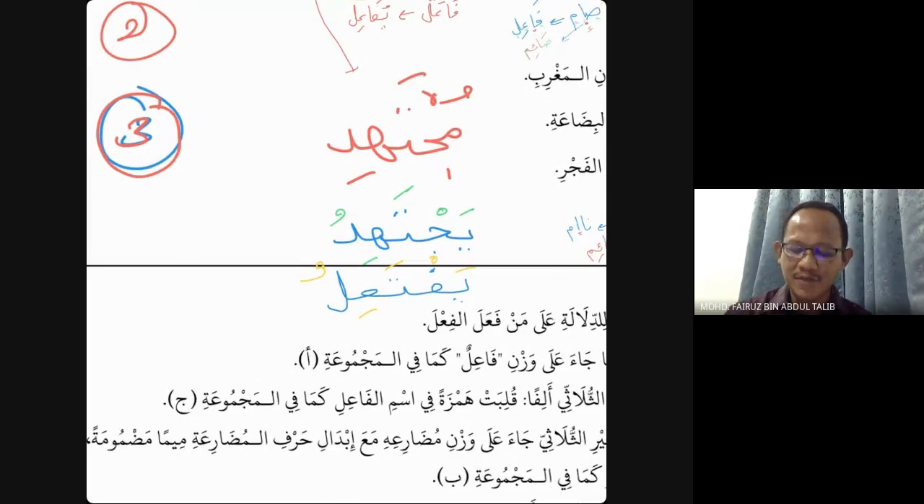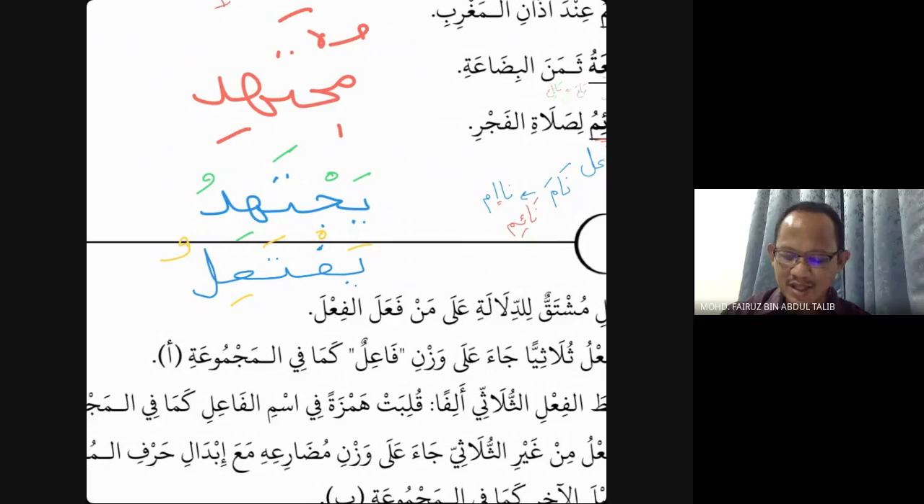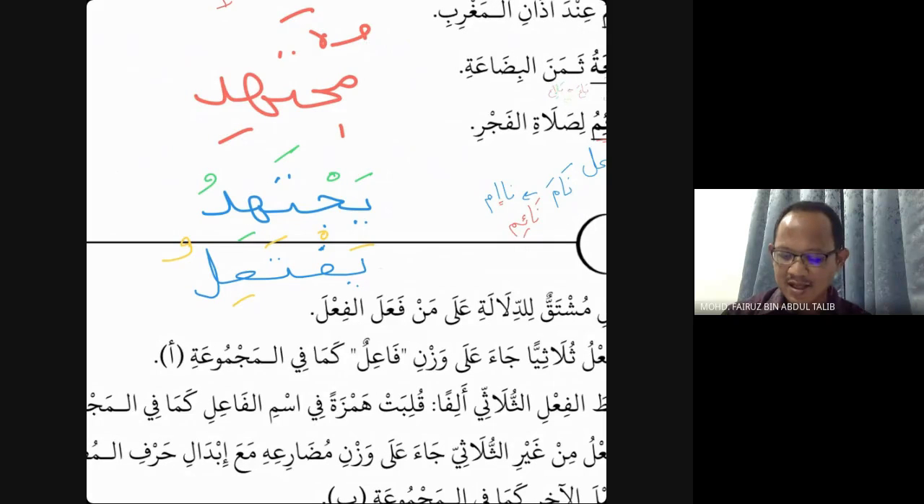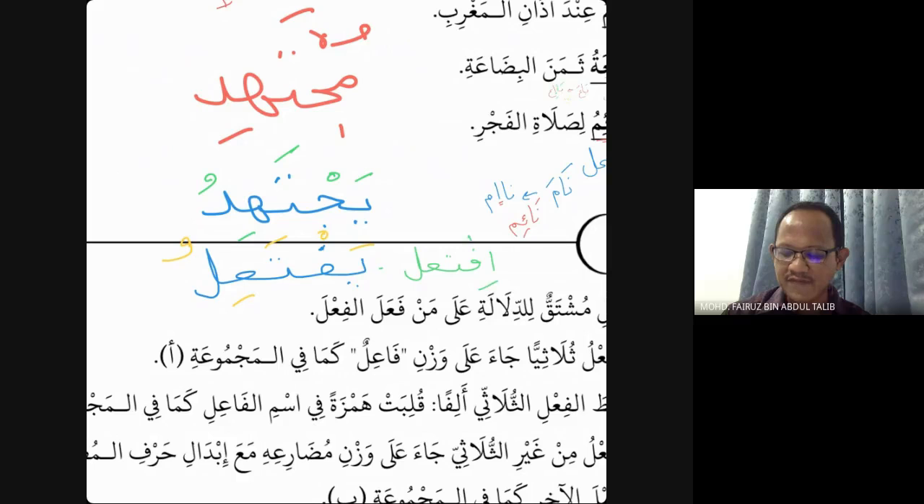Yes. So from here, from yajtahidu, can you give me the madi? Again, these are all the reverse process. Again, you look at the table of madi and mudari. So you will find that the madi is ifta'ala. Okay. Ifta'ala. So what is the fi'il if the madi is ifta'ala?